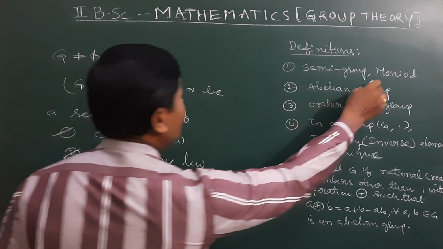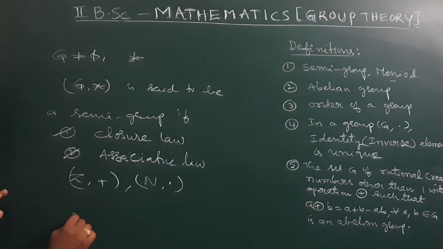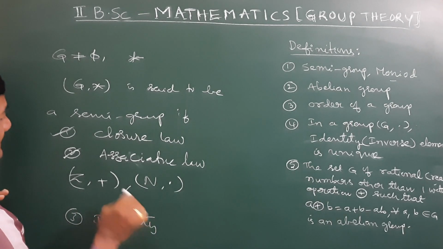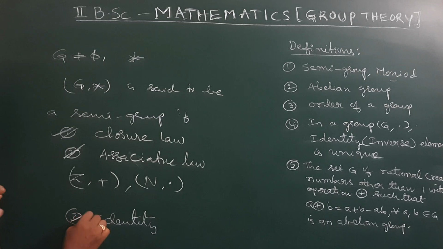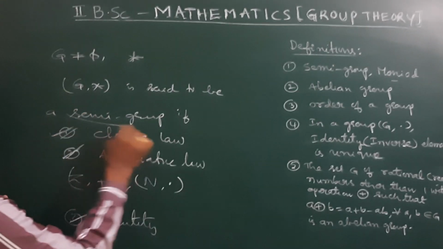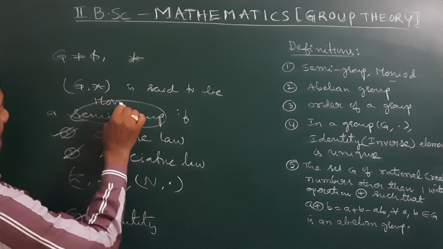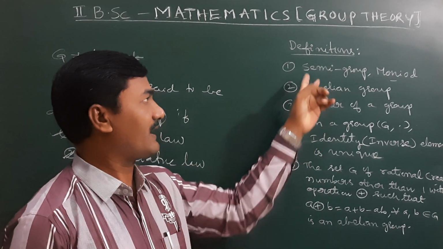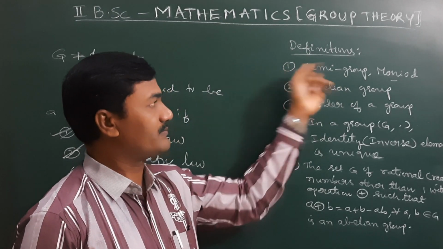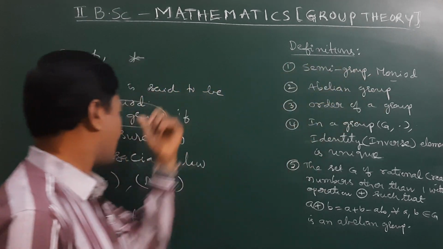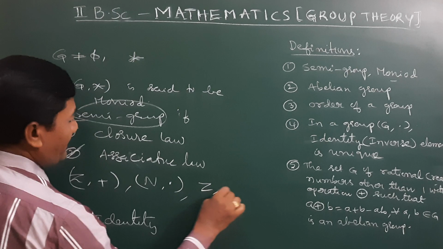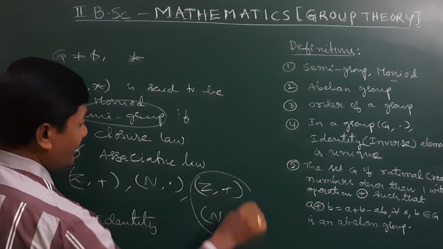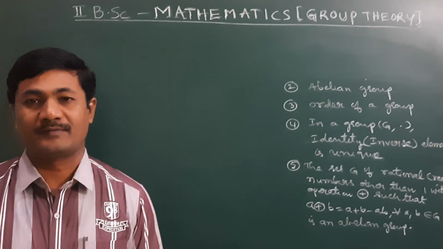Another is monoid. G satisfies an additional condition, the third condition, which is identity. So closure property, associative property, and identity, then it is called a monoid. So the group is a very important definition. One is a group, another is a semi-group, and another is a monoid. These are the examples: Z plus is a monoid, and N dot is also a monoid. Z plus and N dot both are monoids.